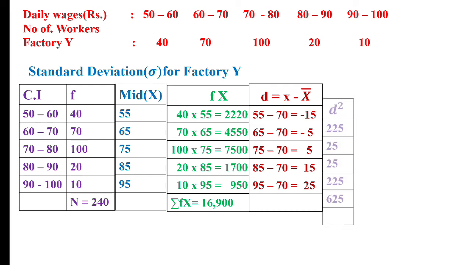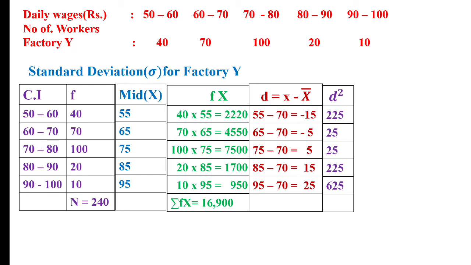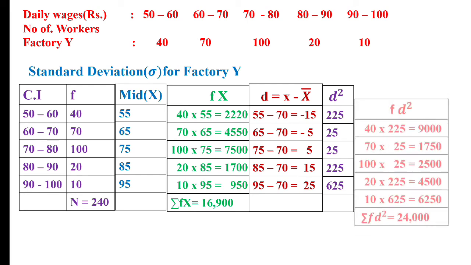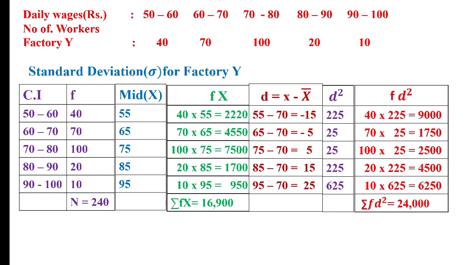Then the d squared values: 15 squared is 225, 5 squared is 25, 5 squared is 25, 15 squared is 225, 25 squared is 625. Then f into d squared: 40 into 225 is 9000, 70 into 25 is 1750, 100 into 25 is 2500, 20 into 225 is 4500, 10 into 625 is 6250. The total of fd squared is 24,000.